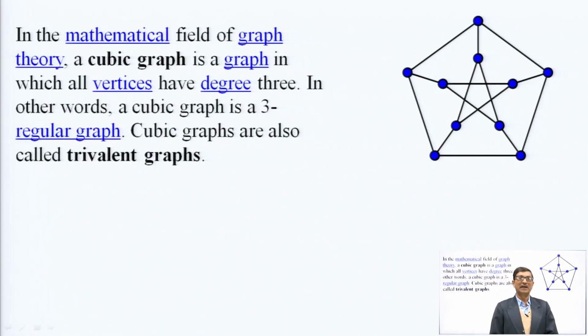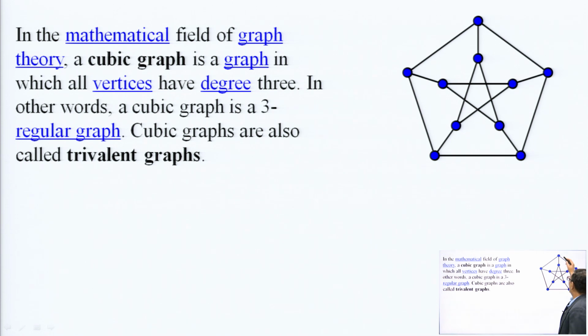In the mathematical field of graph theory, a cubic graph is a graph in which all the vertices have degree 3. In other words, a cubic graph is a 3-regular graph. A cubic graph is also called a trivalent graph. So, this is a graph.